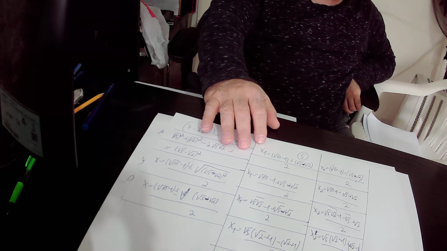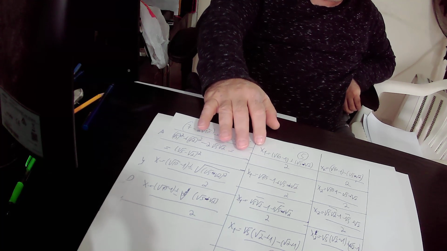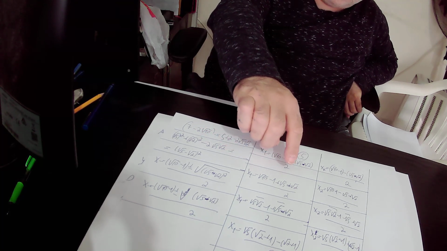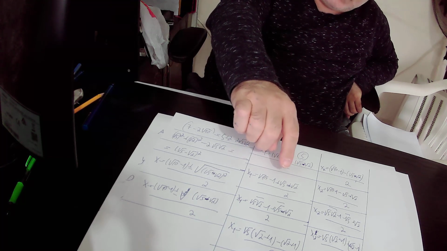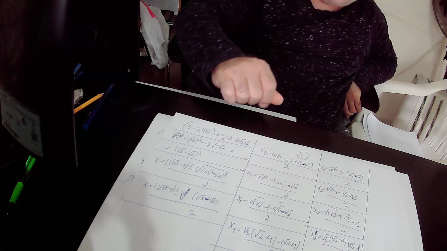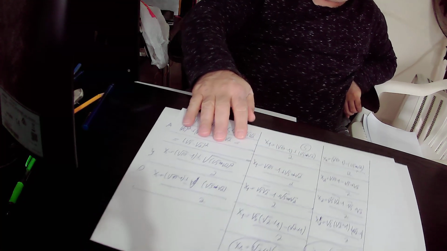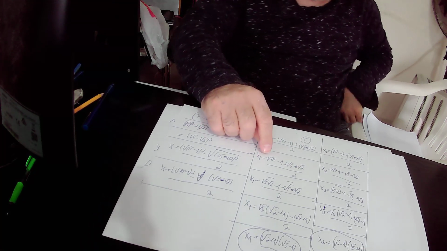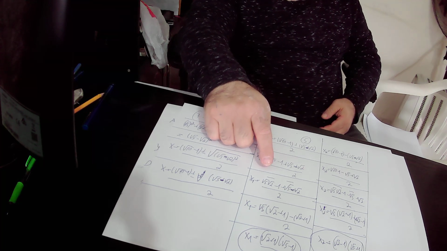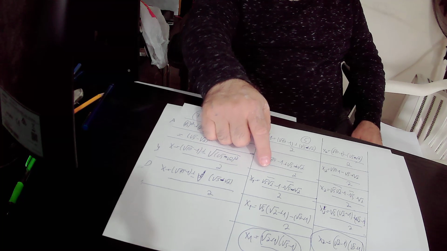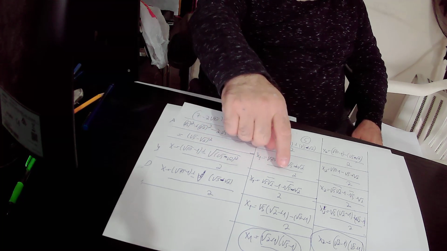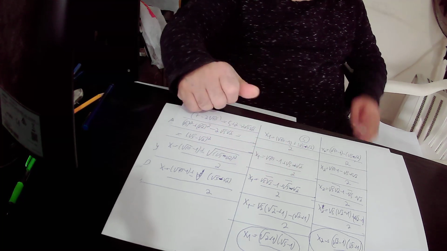Here we will have square root of 10 minus 1 plus square root of 5 minus square root of 2 over 2. Here we substituted square root of 10 by square root of 5 times square root of 2, and we got that x equals square root of 5 times square root of 2 minus 1 plus square root of 5 minus square root of 2 over 2.